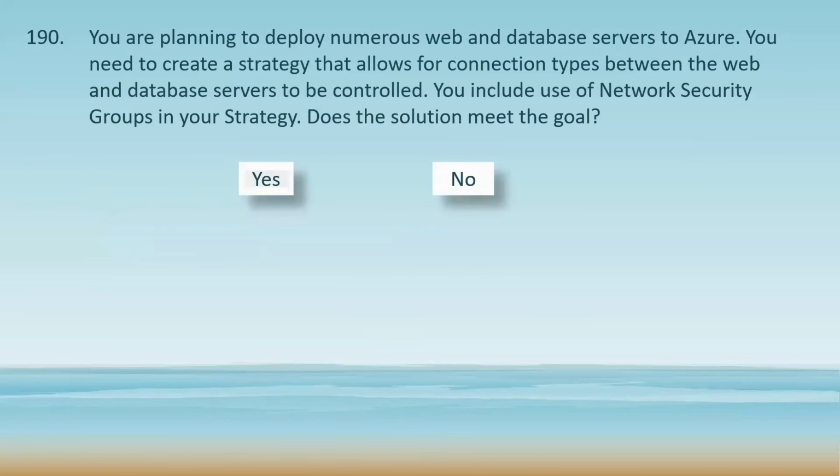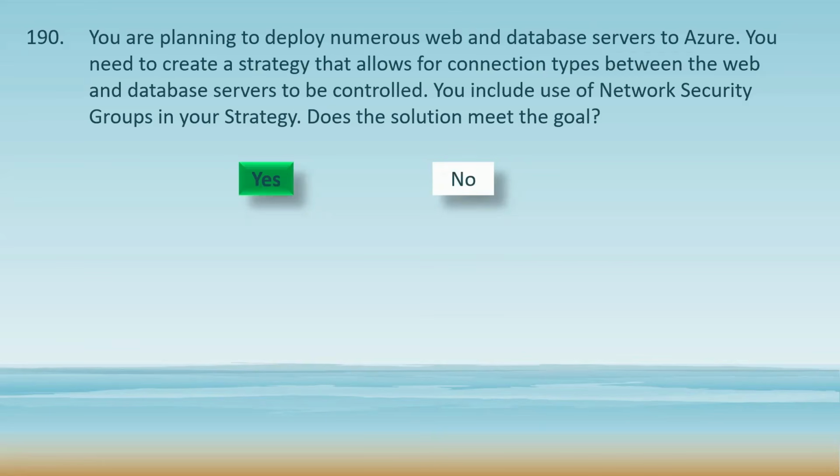Question number 190 of the series. You are planning to deploy numerous web and database servers to Azure. You need to create a strategy that allows for connection types between the web and database servers to be controlled. You include use of network security groups in your strategy. Does the solution meet the goal?